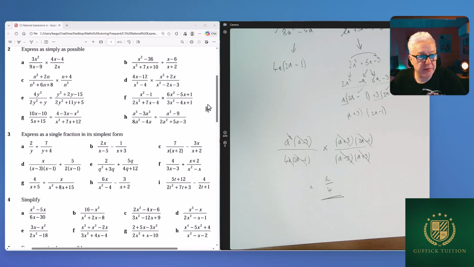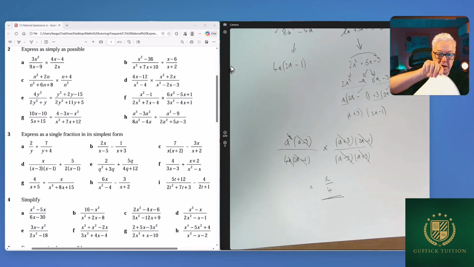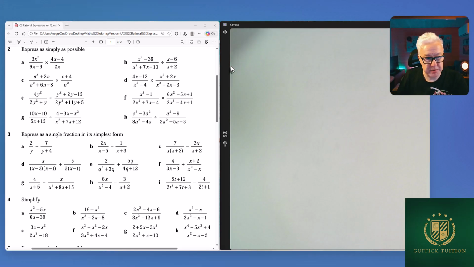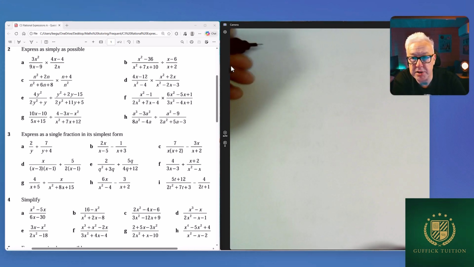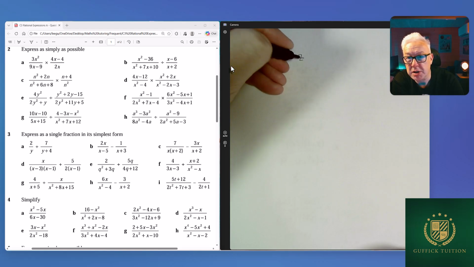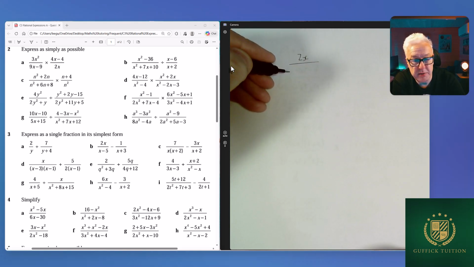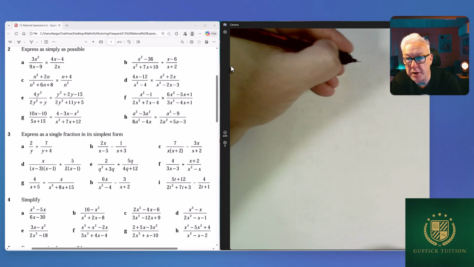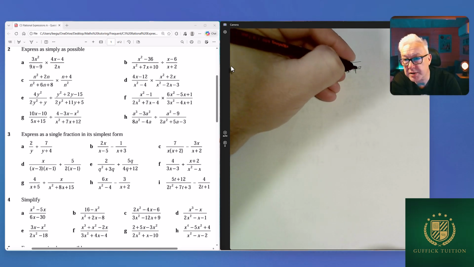So that's a couple of simplifying ones, okay? Now let's look at expressing as a single fraction, okay? Let's think about how we're going to do that. And where shall we start? So yeah, we'll start off relatively straightforward. Let's do 3b, just as a nice introduction. So we have 2x over x minus 5, and we've got minus 1 over x plus 3.